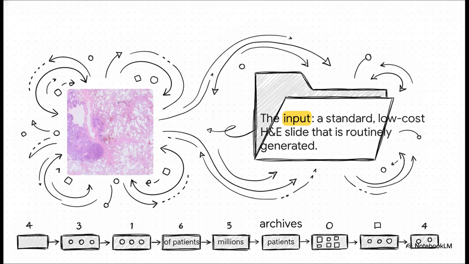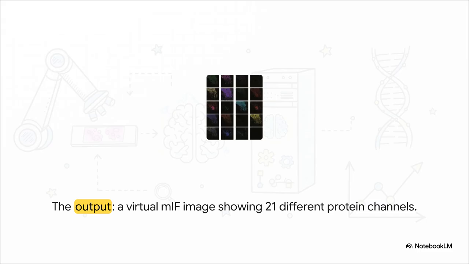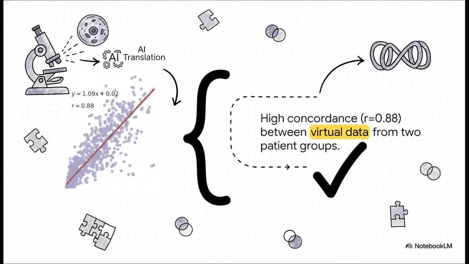It all starts right here, with a routine, low-cost H&E slide that already exists for millions of patients, just sitting in archives all over the world. This is the simple input. And boom, here is the absolutely stunning output. From that one simple pink and purple slide, GigaTIME creates this rich, multi-layered map. Each of those colored panels represents a different protein, revealing all the hidden immune cells and other activities that were totally invisible before.